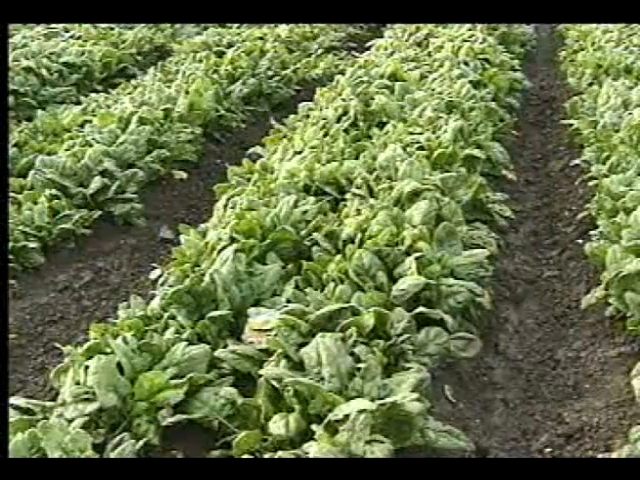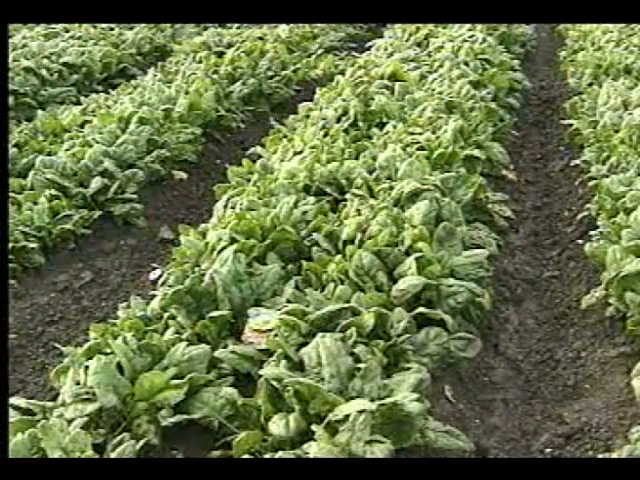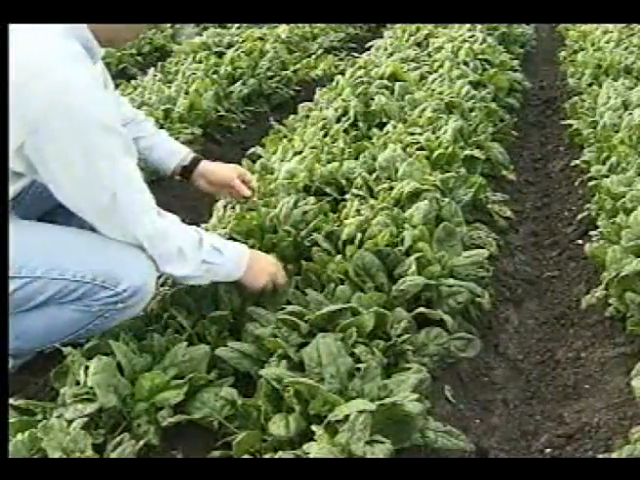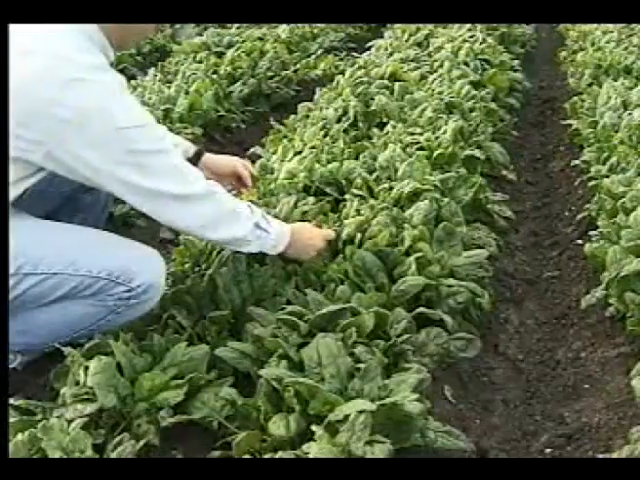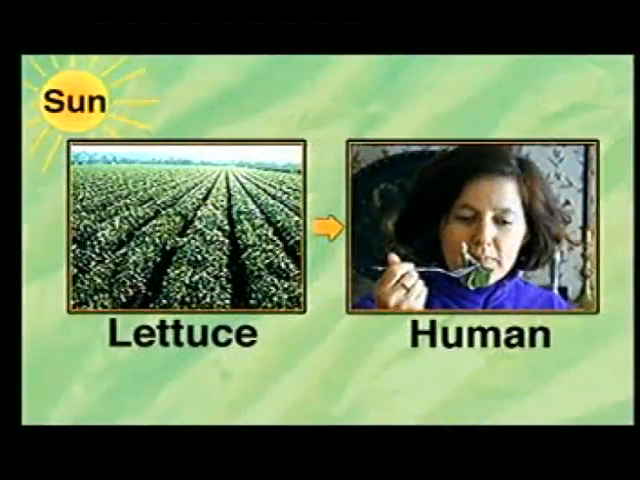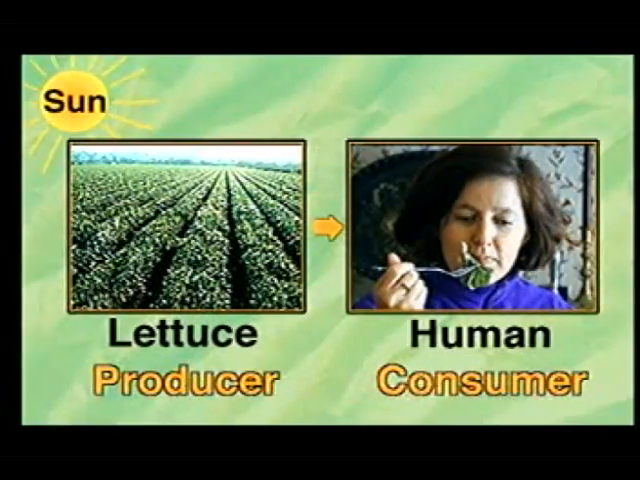Another example of a simple food chain involves lettuce. Lettuce is a plant that gets energy from the sun. People then pick it and eat it in things like salads. This food chain diagram shows that the sun gives the lettuce plant energy. The lettuce gives people energy when they eat the lettuce. The lettuce is a producer and the human is the consumer.